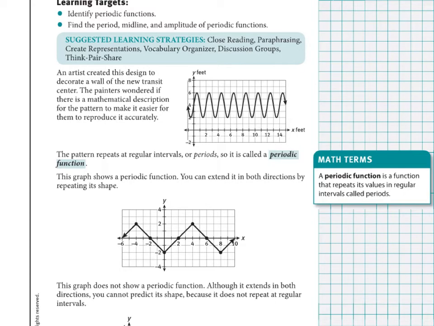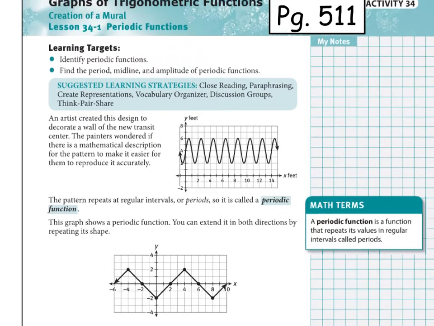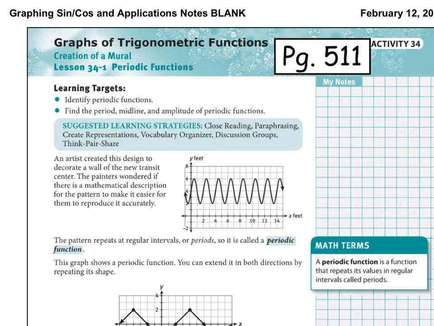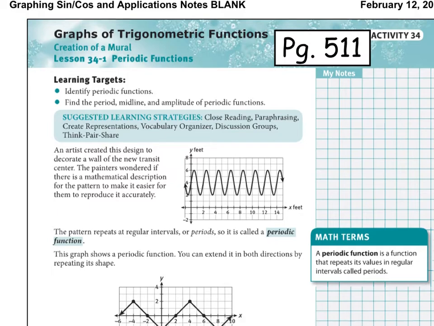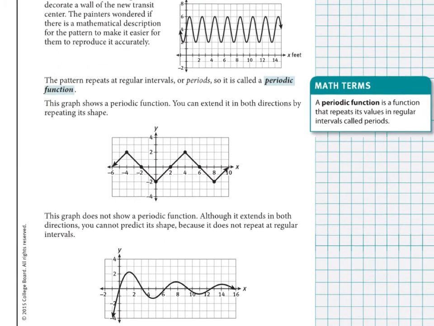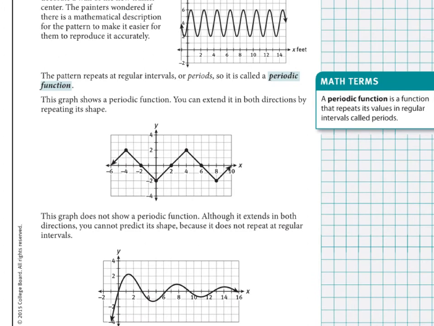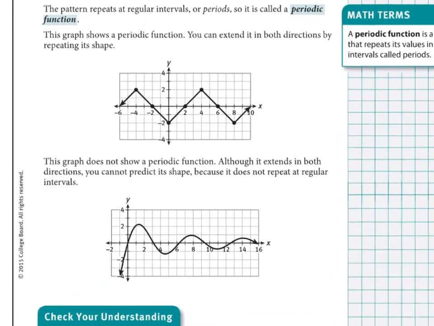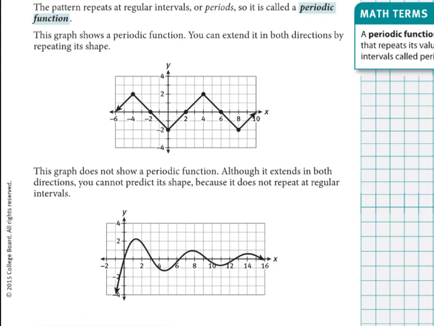All right, so let's take a look. We're jumping into the old book here. This is, I believe, the Algebra 2 book. So basically, this is just showing a definition. A periodic function, as we said, is a function that repeats its values in a regular interval called a period. The graph that we see here on the top shows a periodic function. We can see it's doing a repeated pattern.